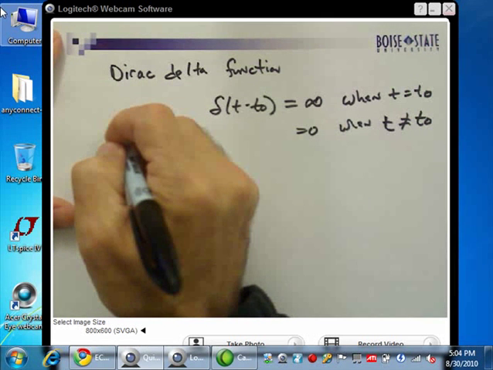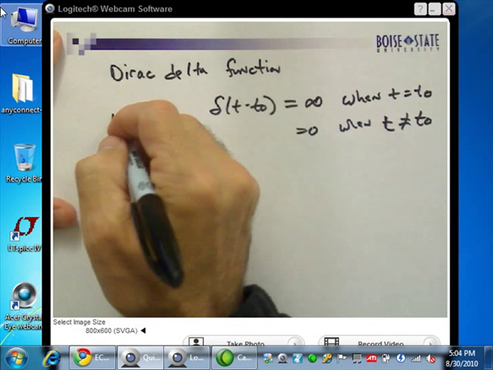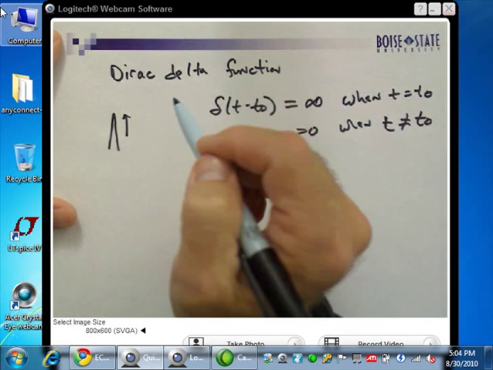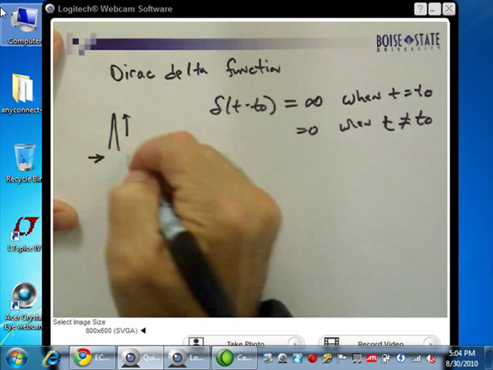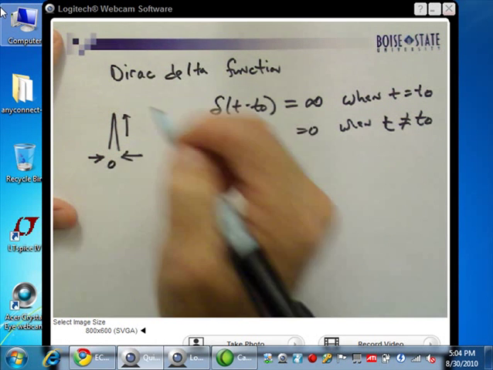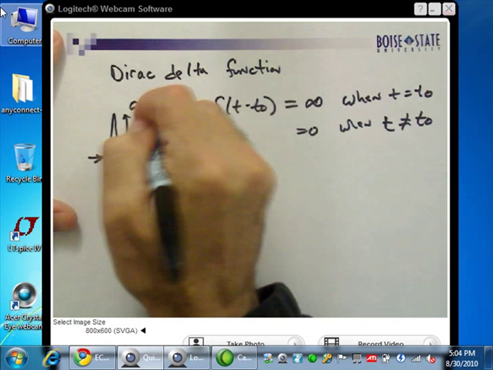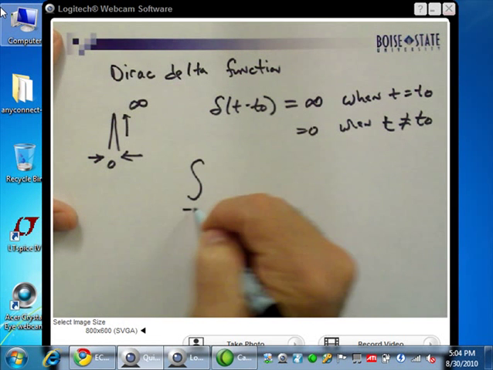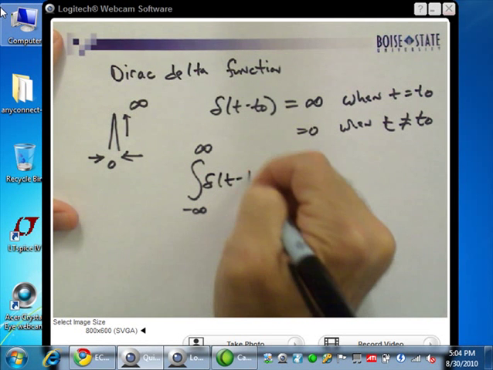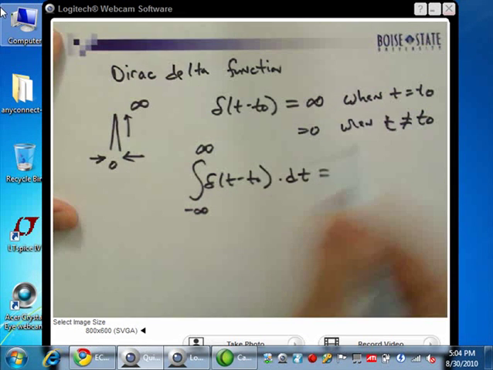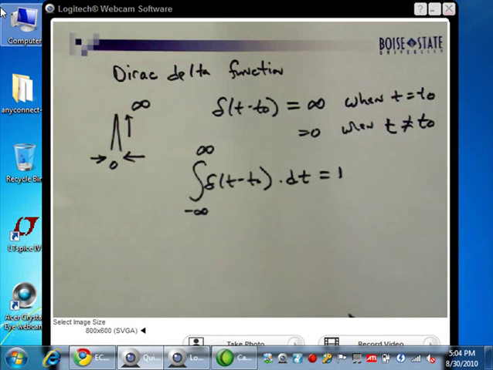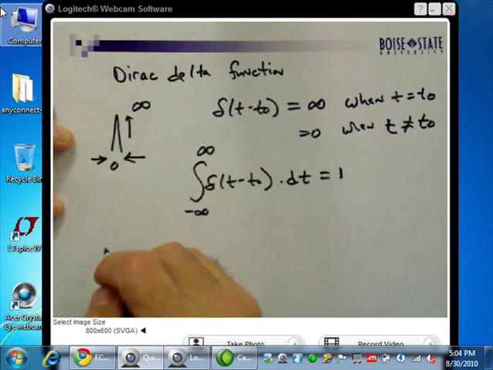What we do is, if you look at the mathematical description of the Dirac delta, we start to increase the amplitude of a pulse and then shrink its width until the width becomes 0 and the amplitude becomes infinity. But if I integrate the Dirac delta function from minus infinity to infinity over time, its area is equal to 1.